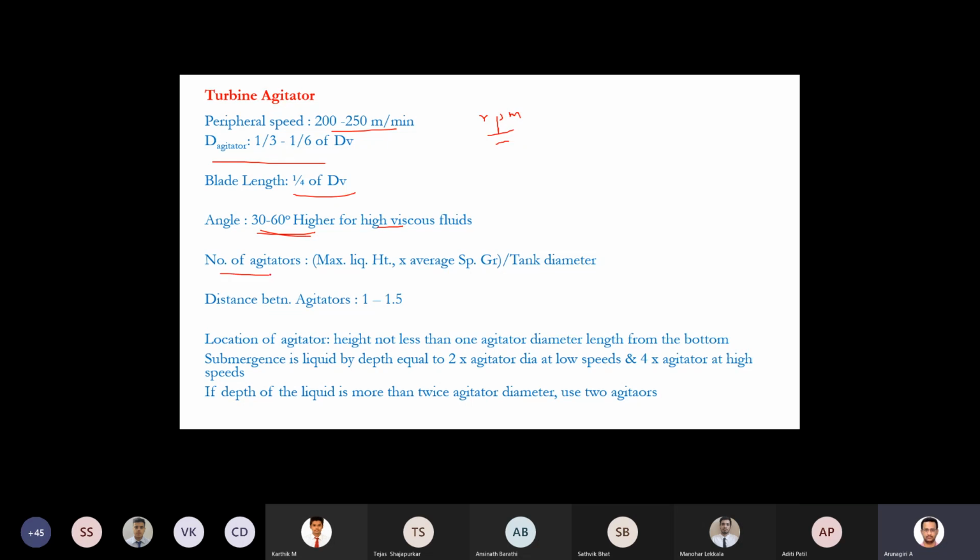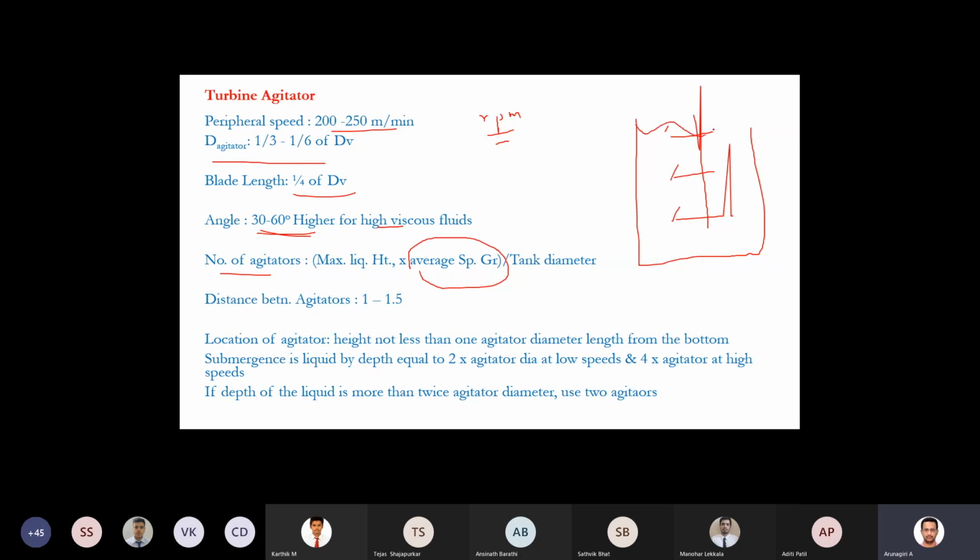The number of agitators is normally calculated using this expression. For example, with this turbine agitator, if this is your vessel, you can provide one here, here also, and here also. So the number of agitators could be 1, 2, 3. How will you arrive at that? It is arrived at by the maximum liquid height divided by the tank diameter, multiplied by the average specific gravity of the fluid. That is the thumb rule normally used to calculate the number of agitators.